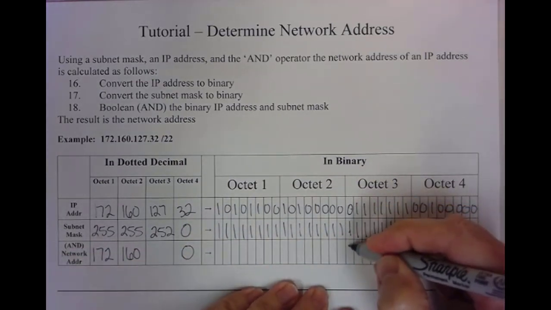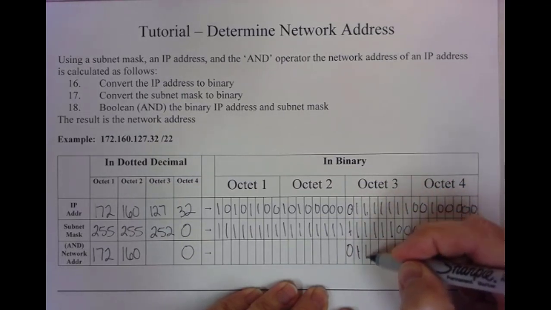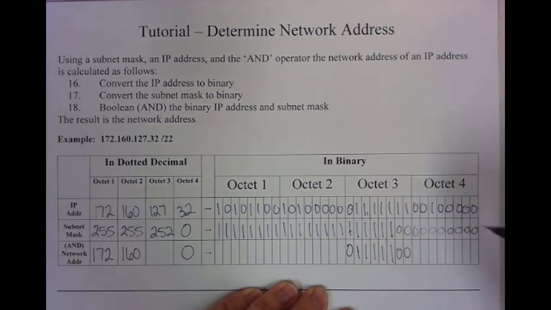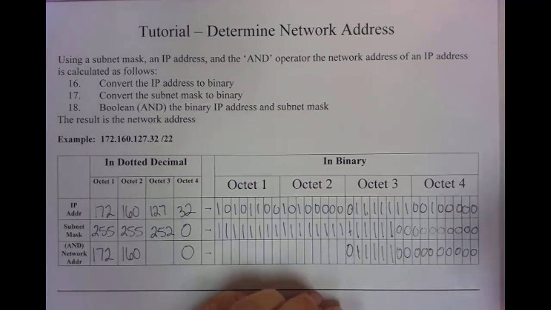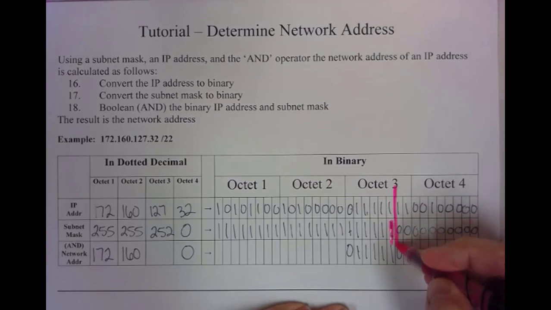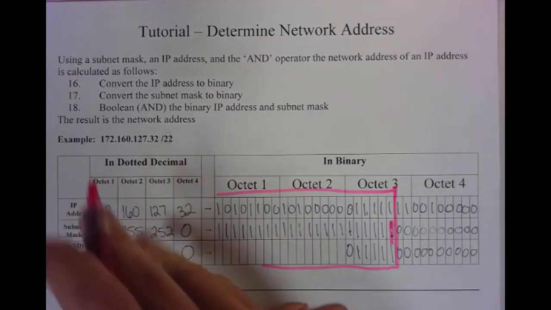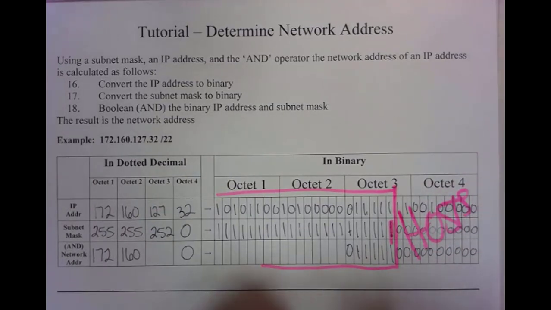If I do Boolean, a 0 and a 1 is a 0. I have a 1 and a 1, a 1 and a 1, a 1 and a 1. Now I just need to figure out what this decimal value will be. Where is my last network bit? My last network bit is right here. So if I look at everything to the left of the pink line, I know that all of this is network. These are all hosts, so I'm not going to worry about them right now.